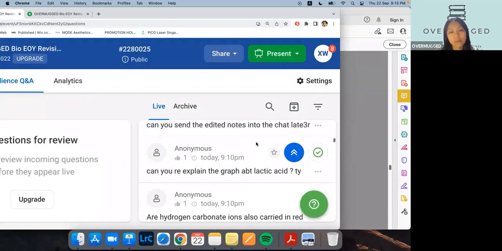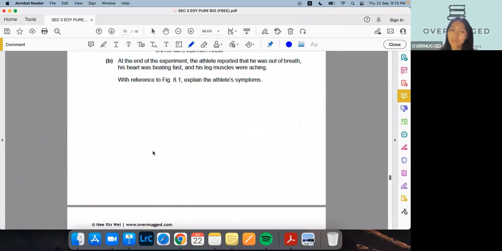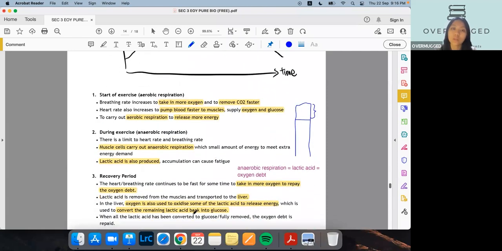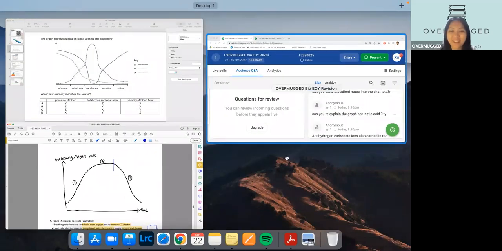Re-explain the graph about lactic acid. I don't have time to re-explain the graph on lactic acid. Okay, maybe just quickly. This is the part where aerobic respiration occurs, so breathing and heart rate increase. There is a limit to how much your breathing rate and heart rate can increase. It can increase, but at some point it cannot keep increasing. When exercise ends, the breathing and heart rate will take a while to go back to resting because you need to repay the oxygen debt. Try to read through this one again, and the 1, 2, 3 basically correspond to the different parts of the graph. If not, wait for Daryl to upload the recording.